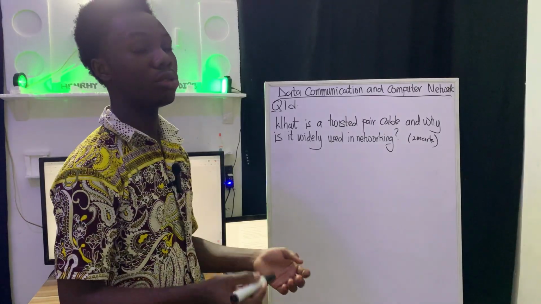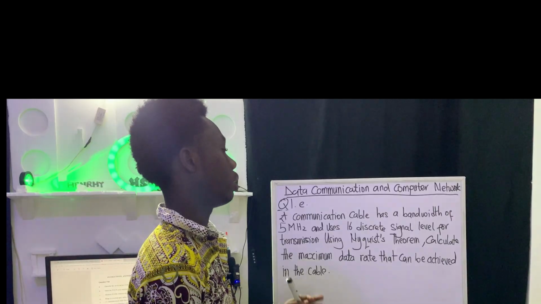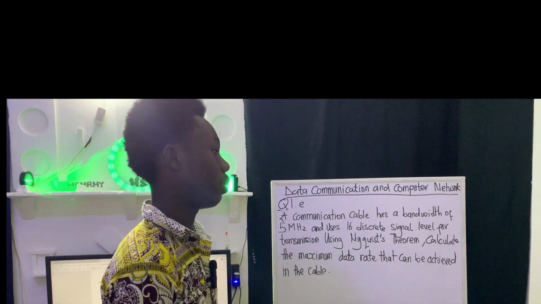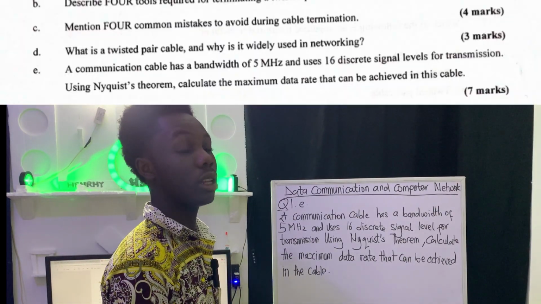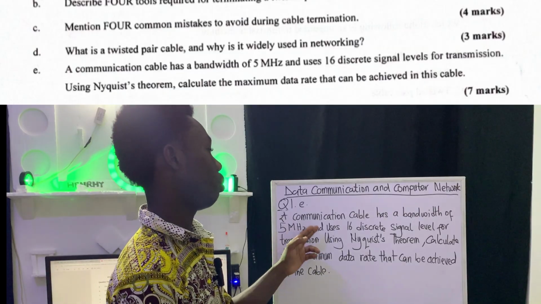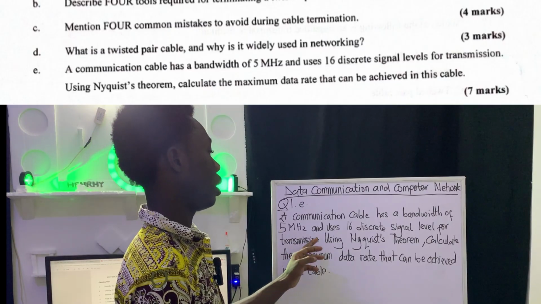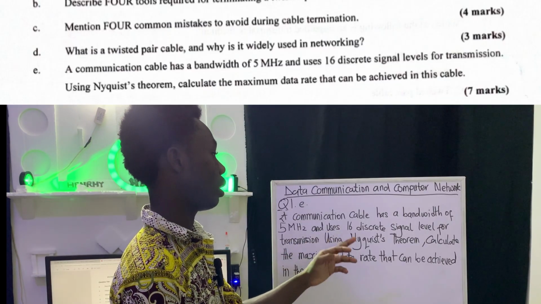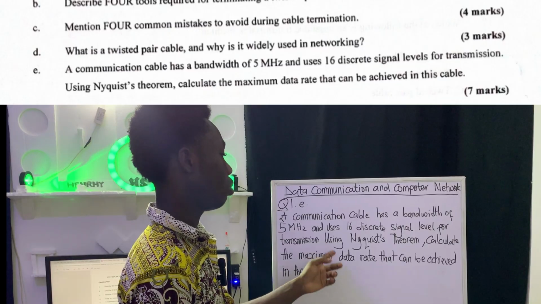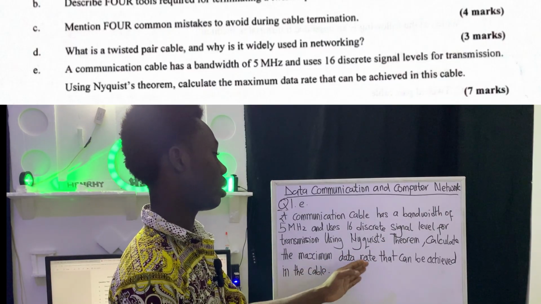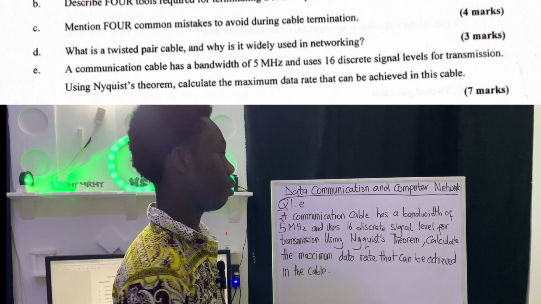So now let's move to question 1E. This is the calculation aspect, right? Let's read the question and break it down. A communication cable has a bandwidth of 5 megahertz and uses 16 discrete signal levels for transmission. Using the Nyquist theorem, calculate the maximum data rate that can be achieved in the cable.